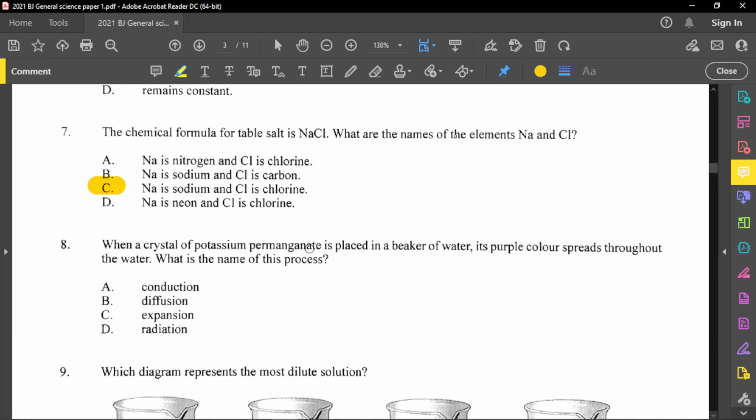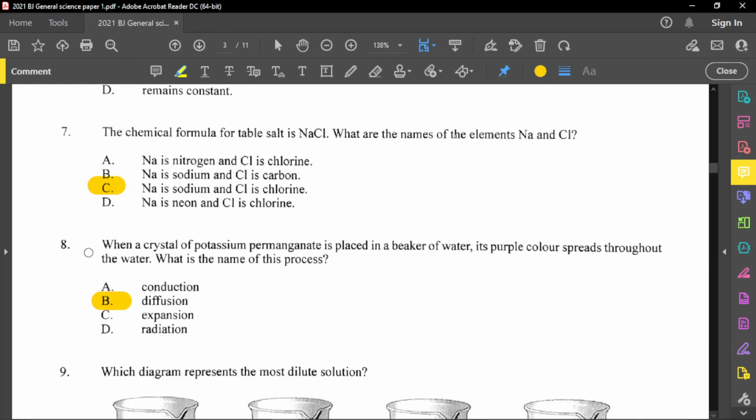Question number 8. It said when a crystal of potassium permanganate is placed in a beaker of water, its purple color spreads throughout the water. What is the name of this process? The spreading out of particles from an area where there's a lot of particles, which we call high concentration, to an area where there's less of that particle, which we call lower concentration, is called diffusion. So right here, diffusion will definitely be your answer. The potassium permanganate will diffuse throughout the water.